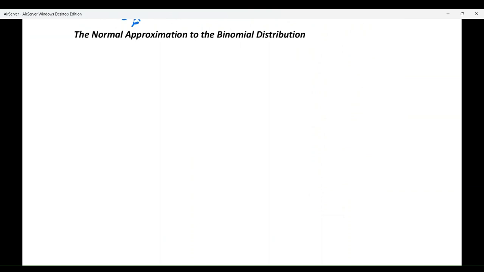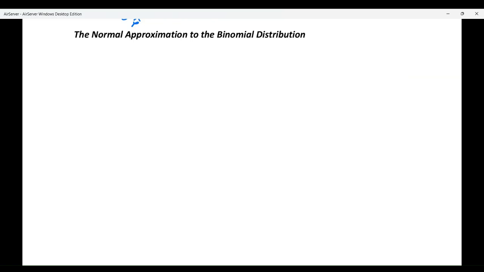Okay. We are going to finish up this lesson by talking about how we can apply the normal distribution to a binomial distribution. So remember, we've talked previously about a binomial distribution. A binomial distribution is one where you have only two outcomes, where you have independent trials, the number of trials is fixed, and each trial has the same probability of occurring.